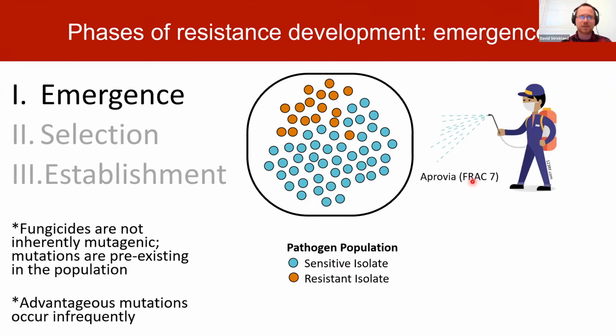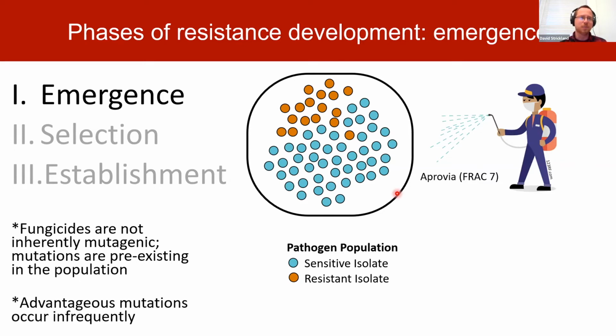Now, I do want to stress here that the emergence of fungicide resistance in a particular fungal population is not due to the fungicide itself. Fungicides are not inherently mutagenic. They're not creating mutations that lead to resistance. Instead, what a fungicide is doing is selecting for pre-existing mutations already found in the population of the fungi that you're most concerned about.